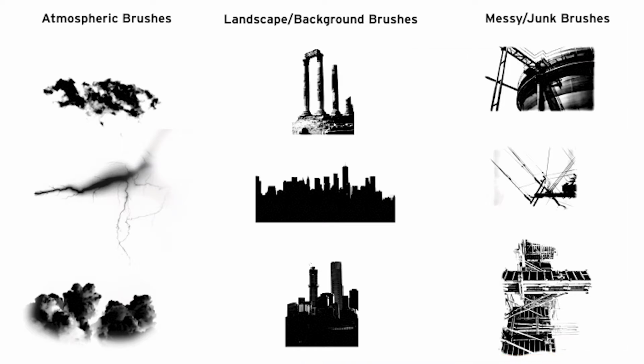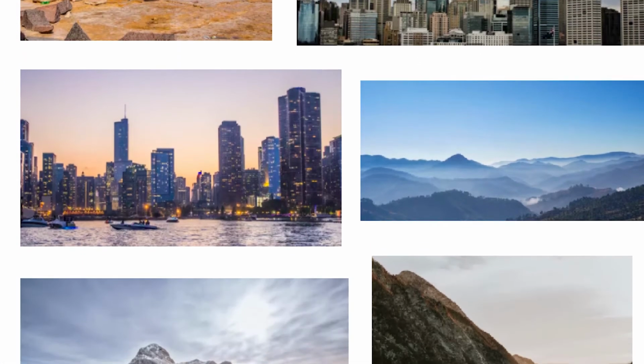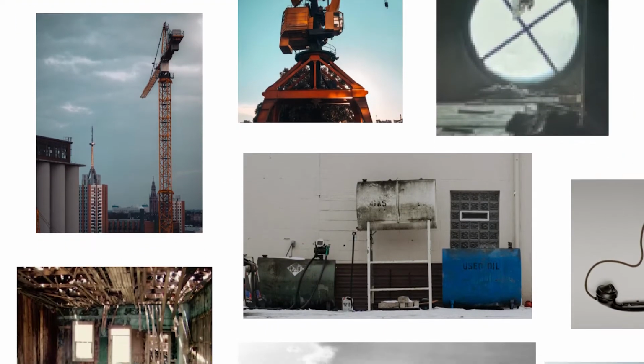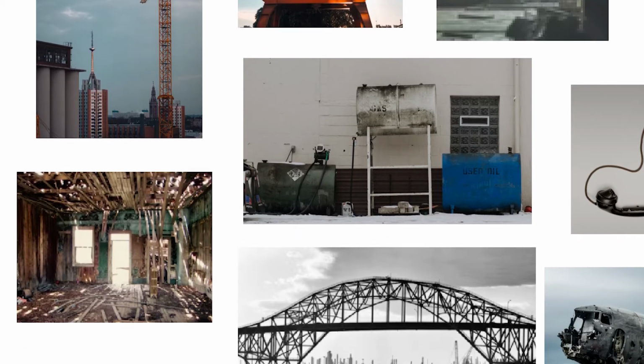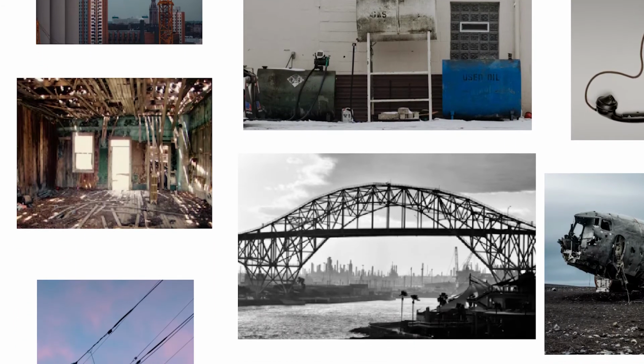And so here are examples of atmospheric brushes. So they're just basically clouds. Background brushes can be anything from some sort of landscape silhouette. And these messy brushes are just like a collection of random industrial parts and pieces and geometries that you can utilize as well.